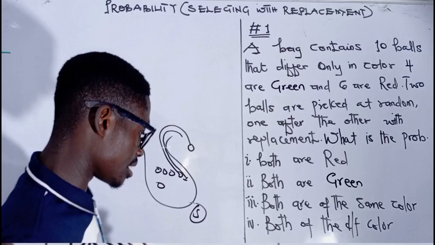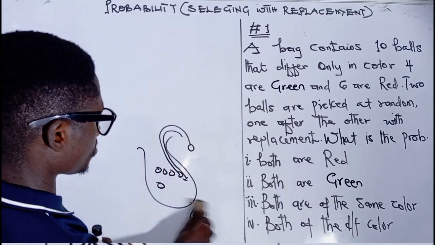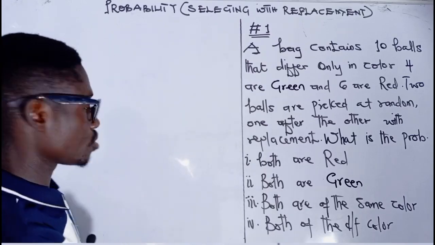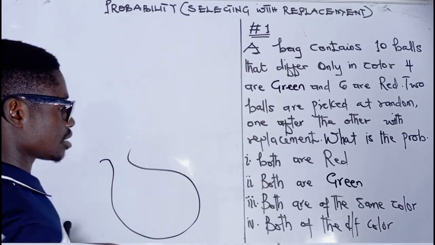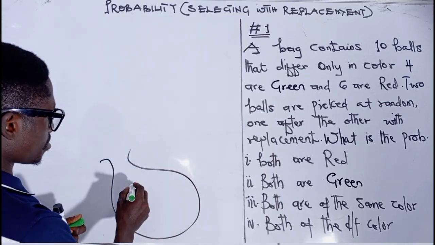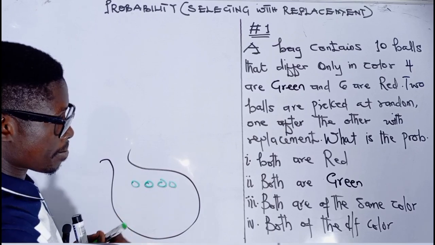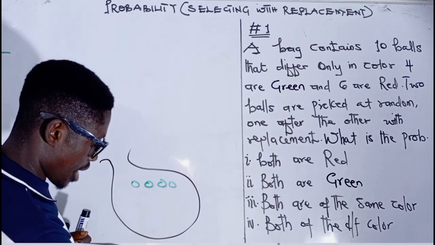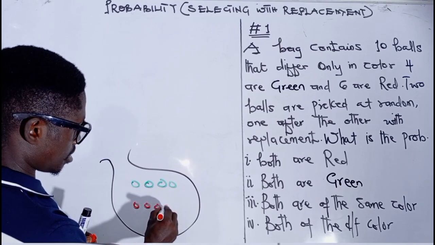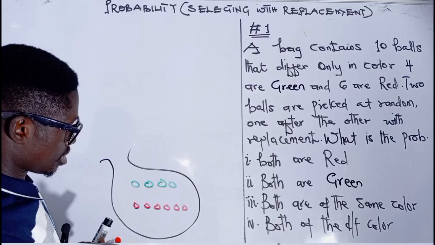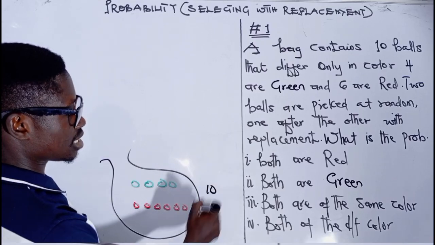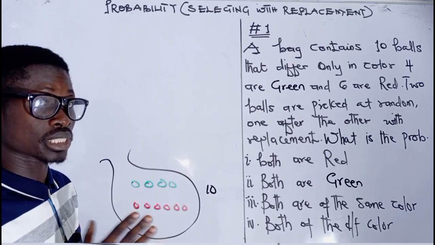Now, what this question is saying is that we have a bag, a very nice bag, and then this bag contains 10 balls. So this is our bag, and then it contains 10 balls, of which 4 are green. So we have 1, 2, 3, 4, and then 6 are red. So in whole, how many marbles do we have in the bag? We have 10 marbles or 10 balls in the bag.